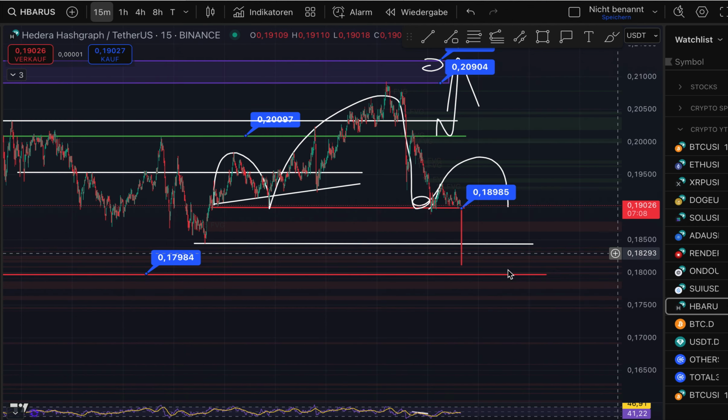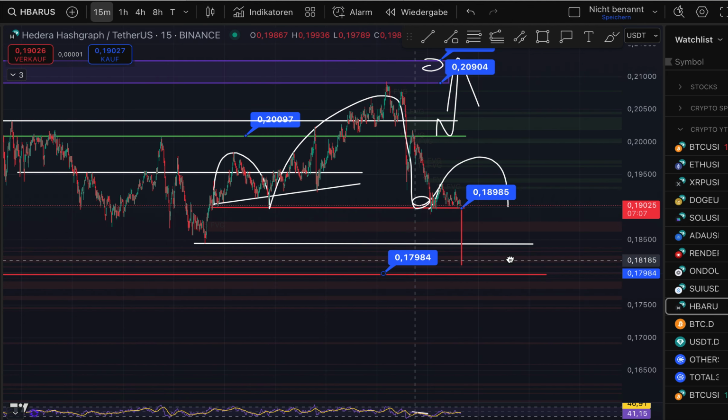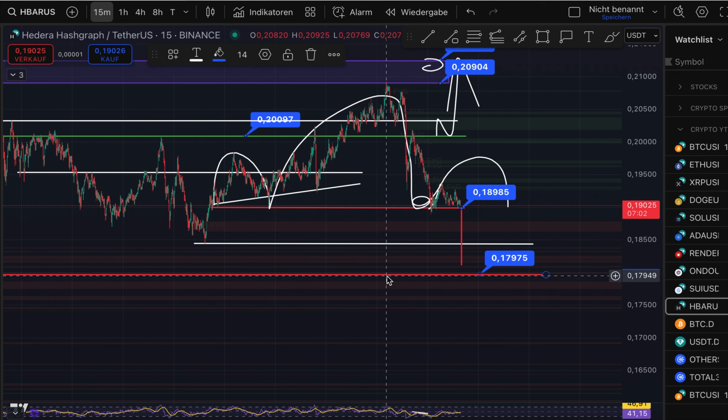So there's nothing more to say beside the 18 cents have to hold. If they break to the downside, yeah, I have two red trend lines, but the red trend line at 18 cents, 17.9 cents is far more important. If that breaks to the downside, then HBAR is going to have huge issues being bullish on the midterm. Not on the short term, on the midterm.